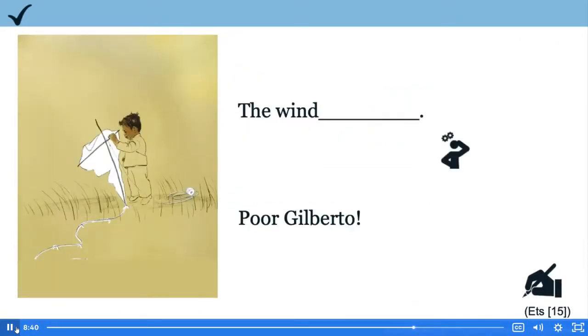Did you write your first sentence? Great. Now, let's look at the picture that shows Gilberto's problem. What is Gilberto's problem? What did the wind do? Now, you can use this sentence frame to help you write the wind. And if you want to add an ending like I did, you can copy this sentence. Poor Gilberto, at the end of your story. When you are ready, pause the video and use the sentence frame to write the rest of your story.